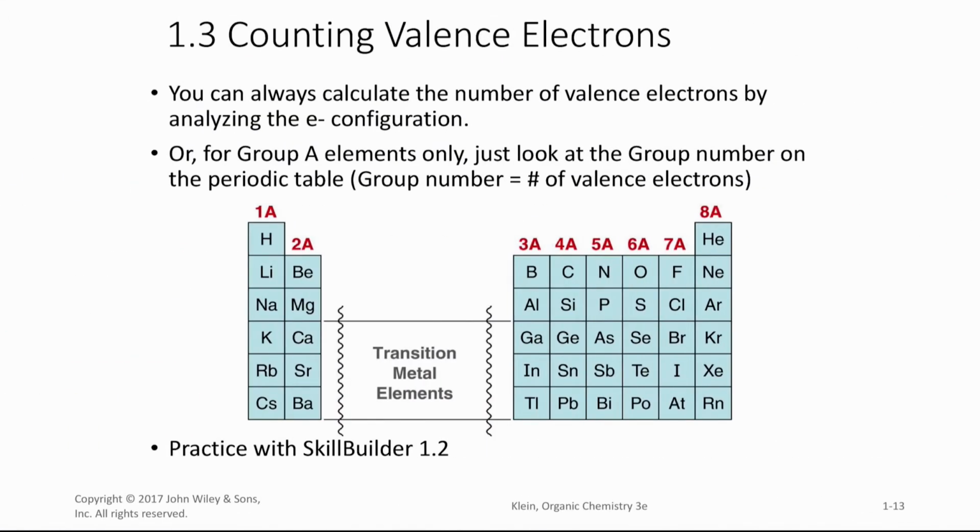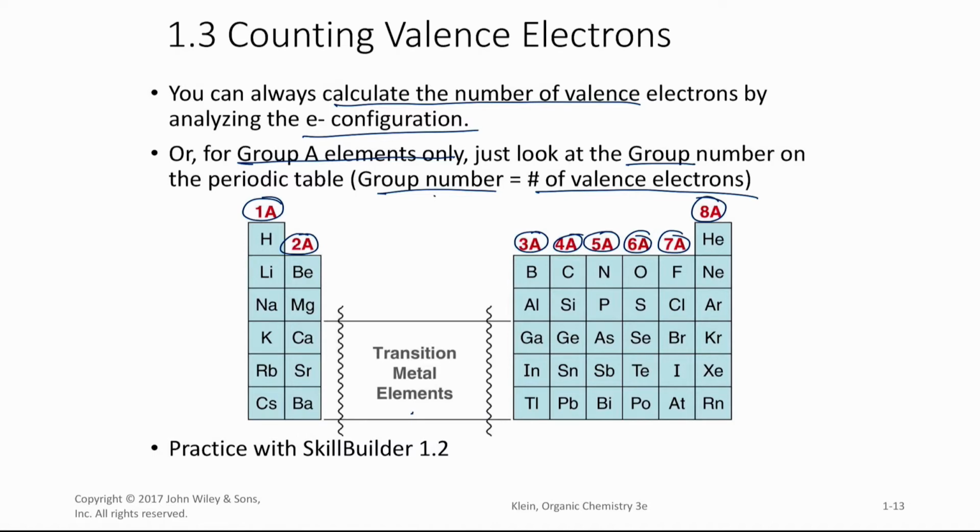When you look at a periodic table, you can always calculate the number of valence electrons by analyzing the electronic configuration. For example, for group A elements, the group number represents the number of valence electrons. This is for group A elements only, in general 1A, 2A, 3A, 4A, 5A, 6A, 7A and 8A. Only for these elements does the group number represent the number of valence electrons. For transition metals, it does not happen that way.